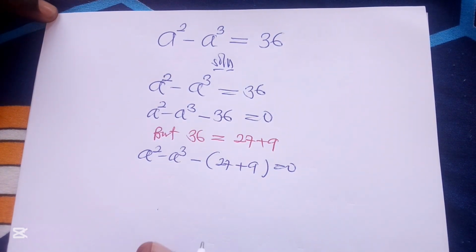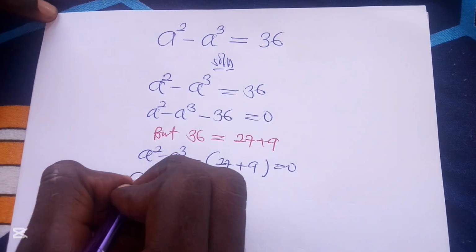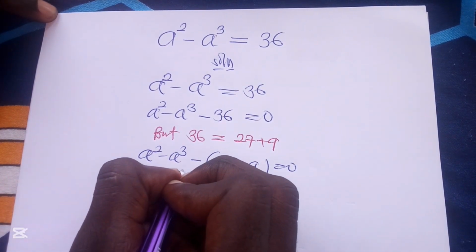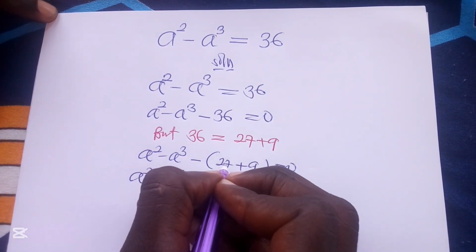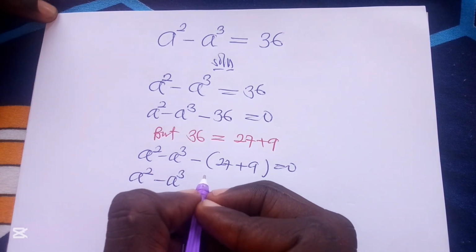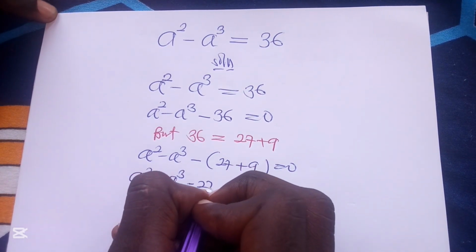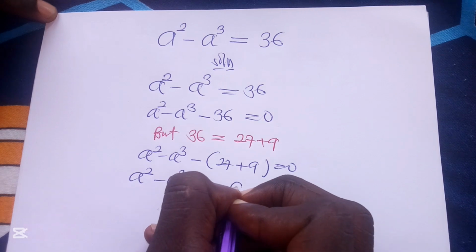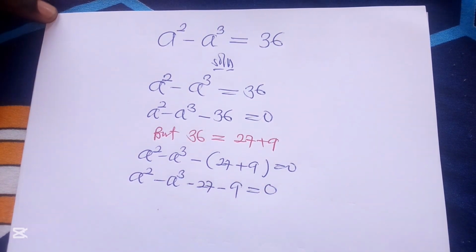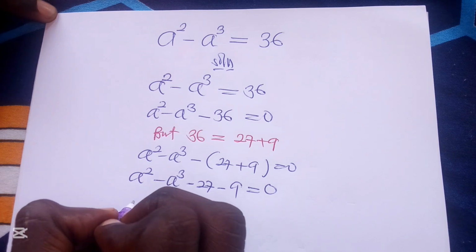Now this becomes a raised to the power 2 minus a raised to the power 3 minus into 27, giving you minus. This is minus 27 minus 9. Then everything becomes 0.